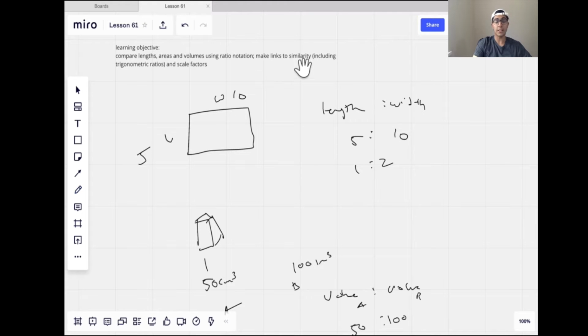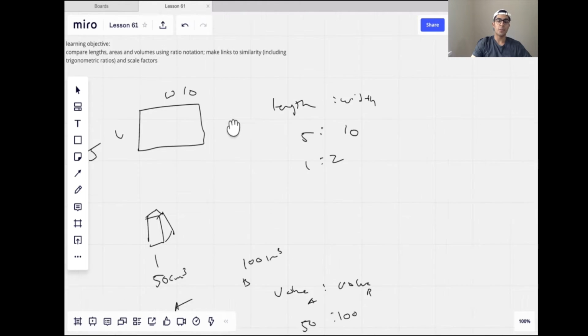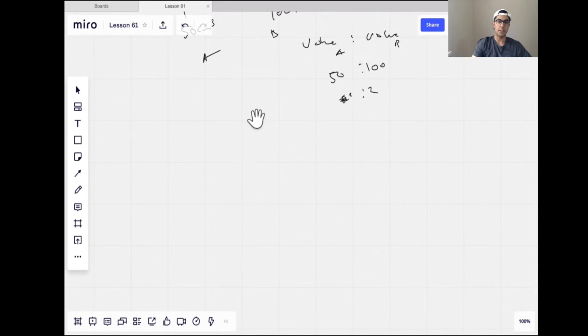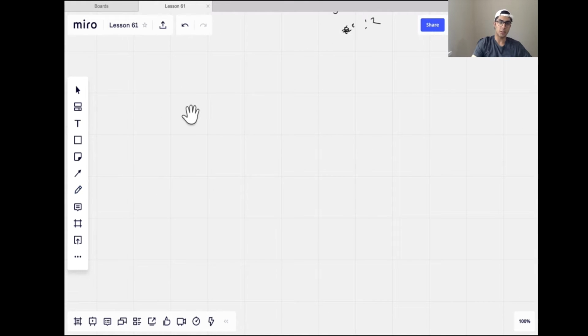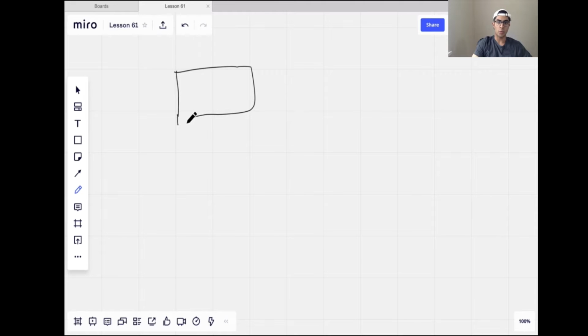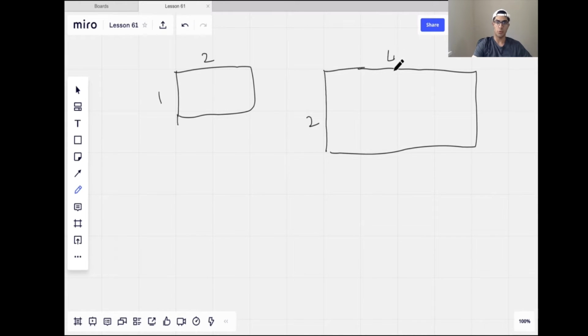And then make links to similarity. So this is what similarity basically means. If we have, say, a rectangle that's 1 meter wide and 2 meters long, and we have another rectangle that's 2 meters wide and 4 meters long. So again, 2 to 4.